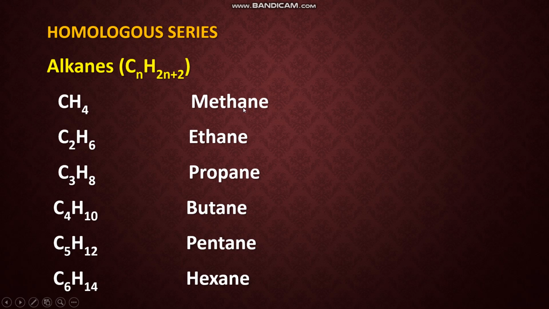What will be its name? How to name the alcohol? In the corresponding alkane, E is replaced by OL. So the name is methanol. CH3OH is the formula, name methanol. How can we write the next member of alcohol? C2H5OH. Its name is ethanol. Next, C3H7OH, that is propanol, and so on.